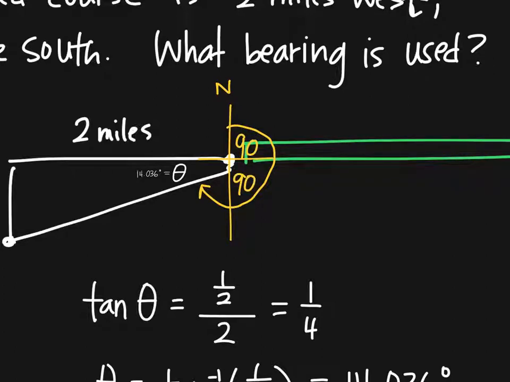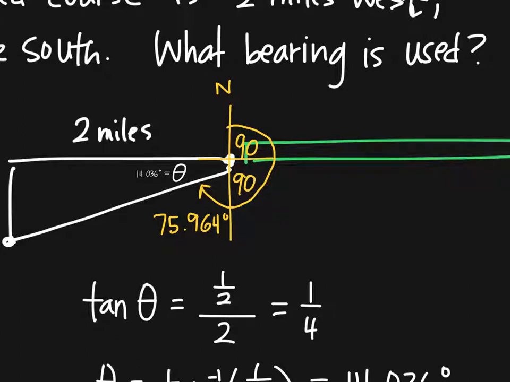How much more do we have to go before we run into the hypotenuse? Not the total, but how much more? Just in this section here. How much more right there? 90 minus 14.036. So we've got 75.964.